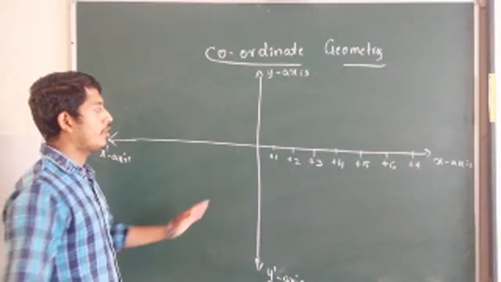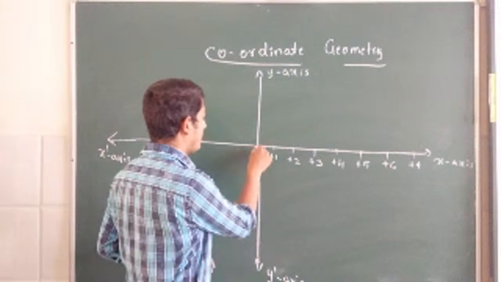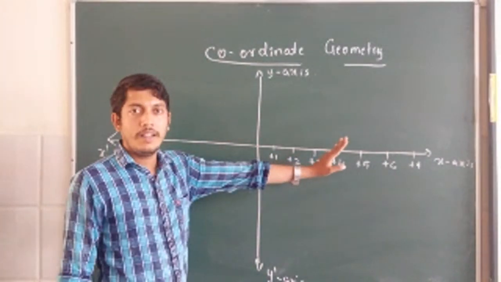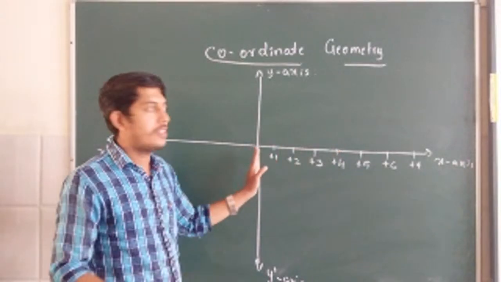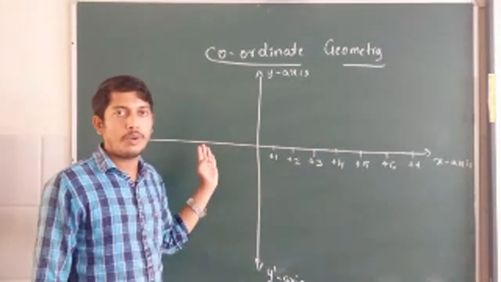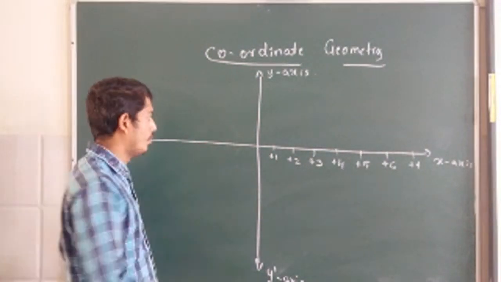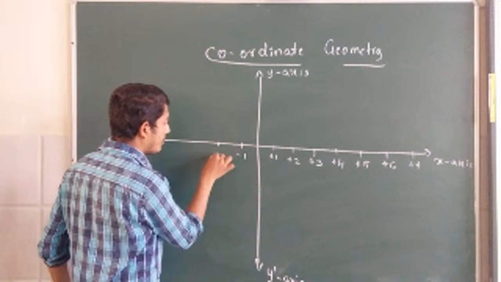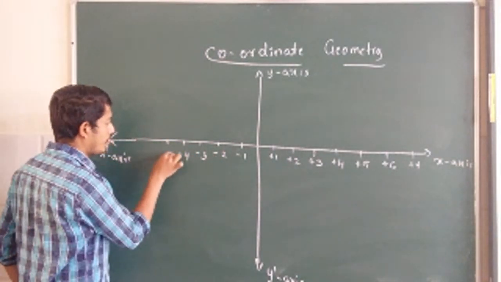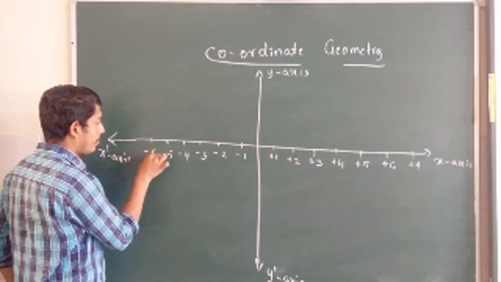Now this is the origin point and its coordinates are 0, 0. All the points which are after the origin are considered positive values, and the points which are before the origin are considered negative values. Therefore I will write here -1, -2, -3, -4, -5, -6.